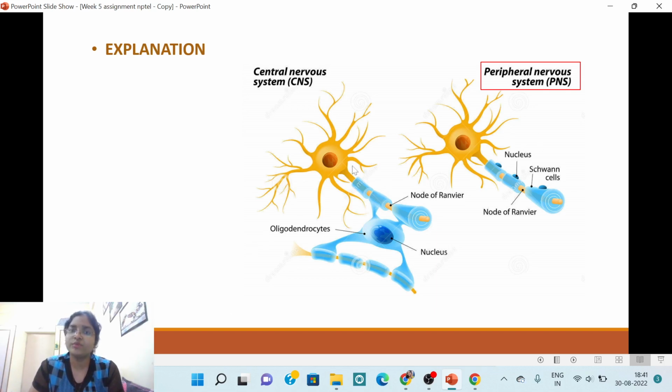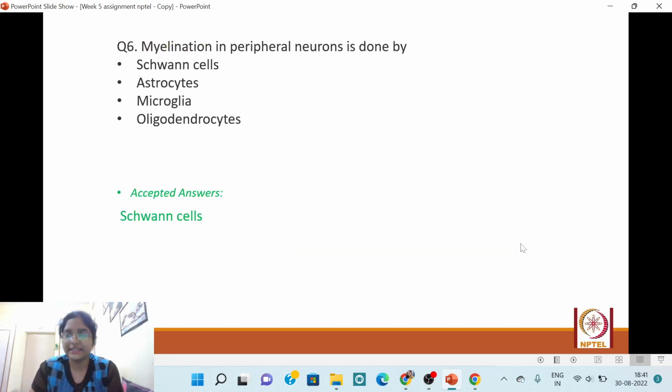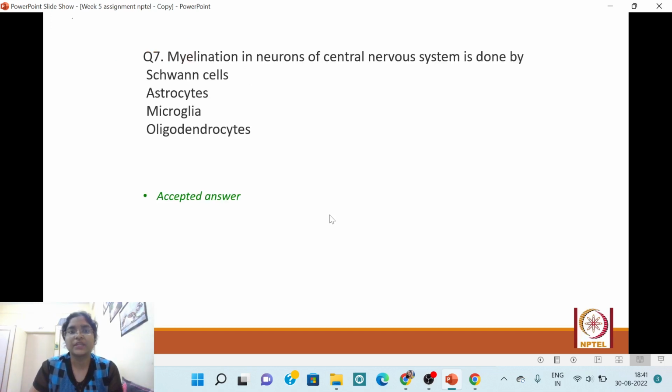Myelinated neurons in both the systems have nodes of Ranvier, and as the question says, myelination is done by Schwann cells in the peripheral neurons, whereas myelination in the central neurons is done by the oligodendrocytes. I hope this question is clear. We'll move on to the next question.